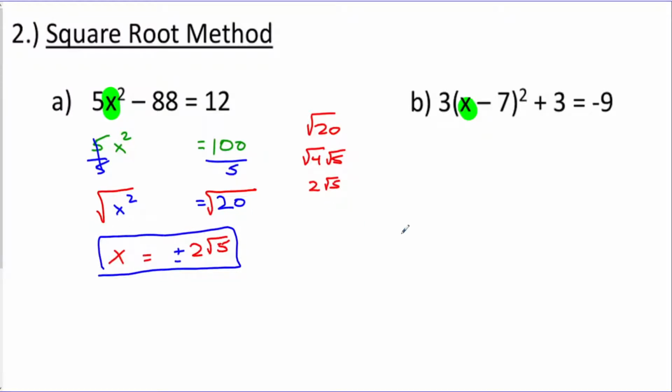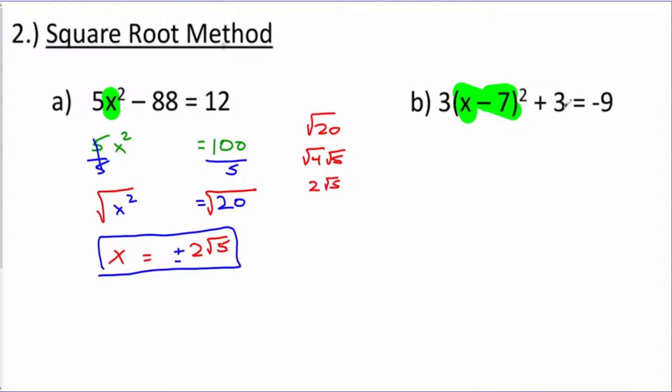Okay. Problem letter B is the same thing. We're going to get the squared alone. Let me grab my highlighter one more time. So I'm going to do the same thing, but the thing that I'm squaring is x minus 7, right? It's not just x. It's this entire parentheses that's being squared.